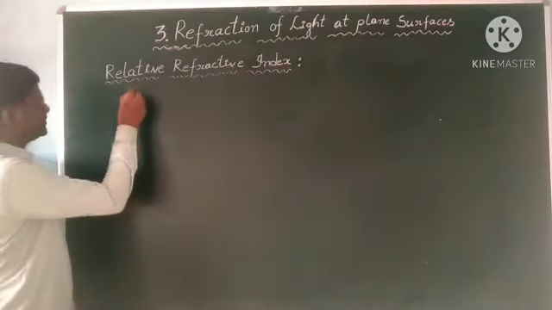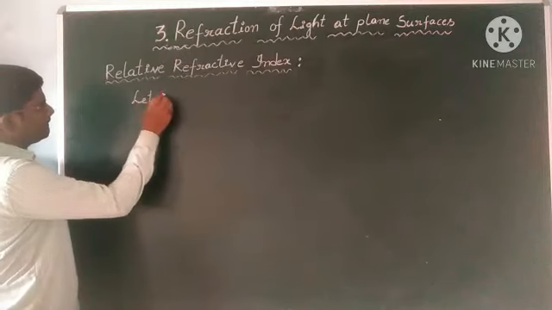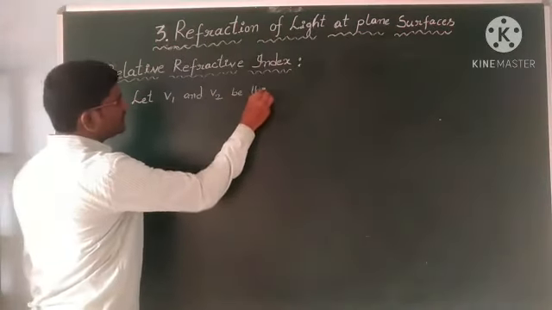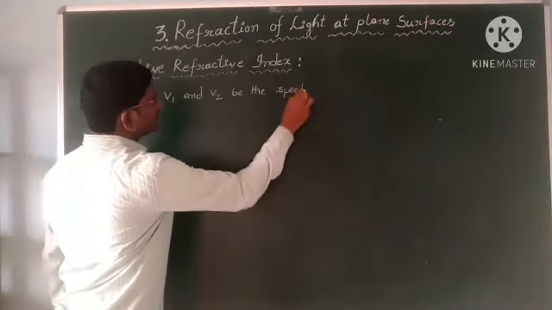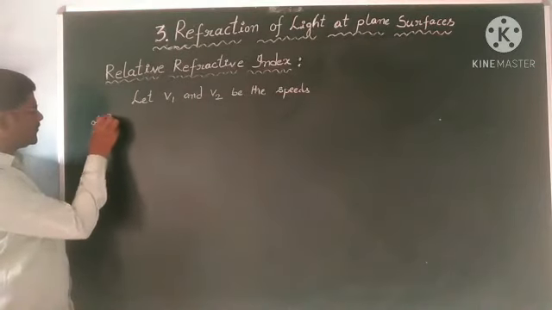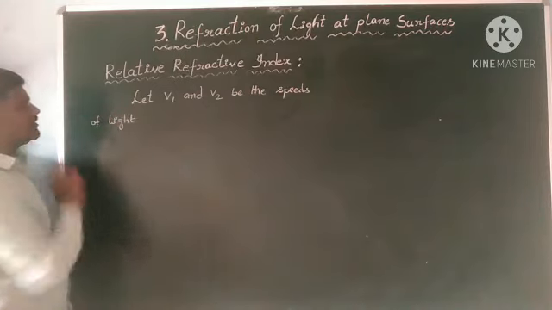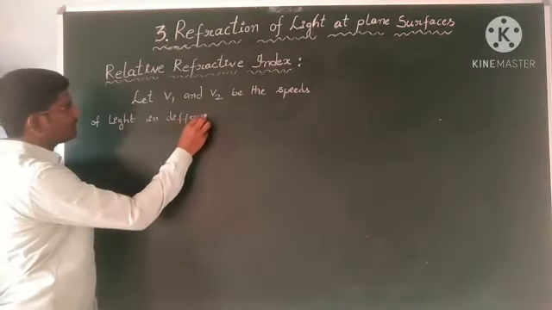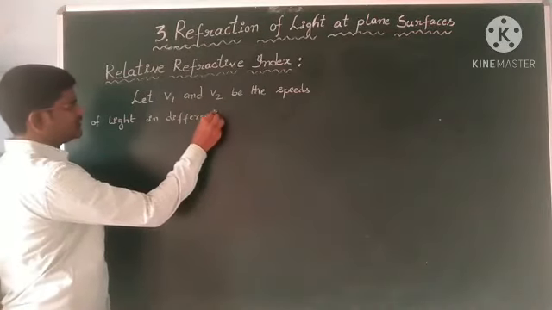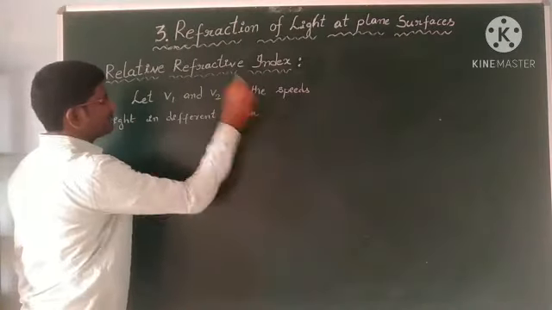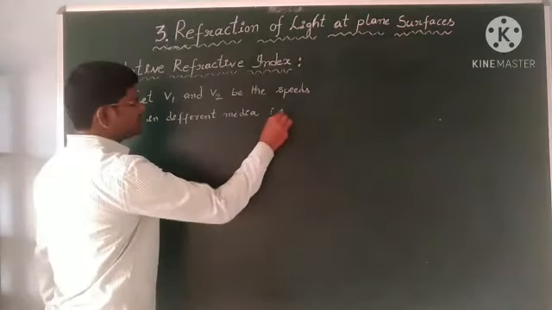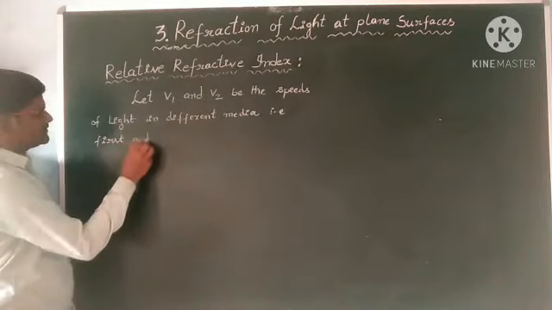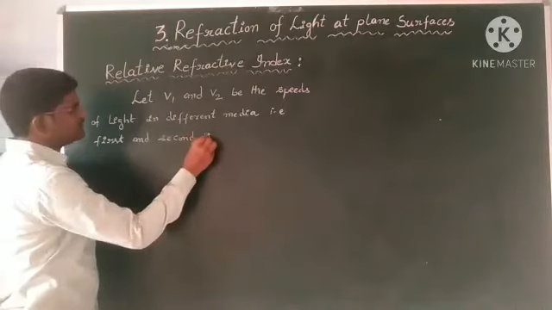So let v1 and v2 be the speeds of light in different media, that is, the first and second medium.